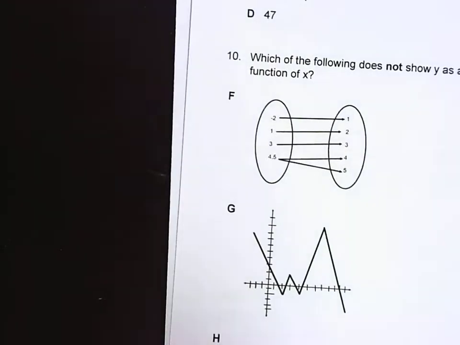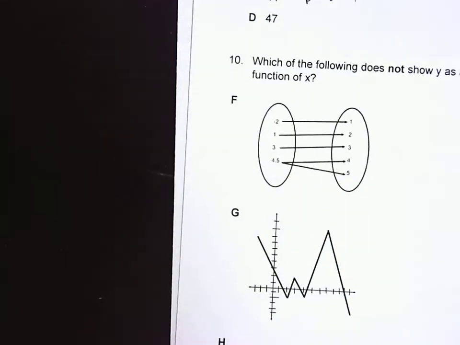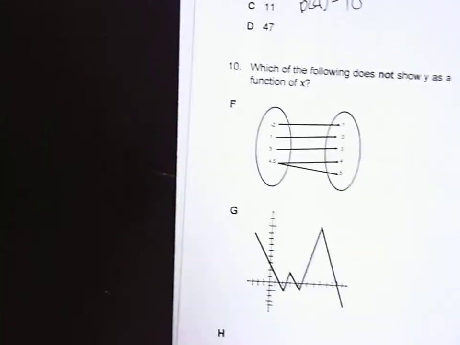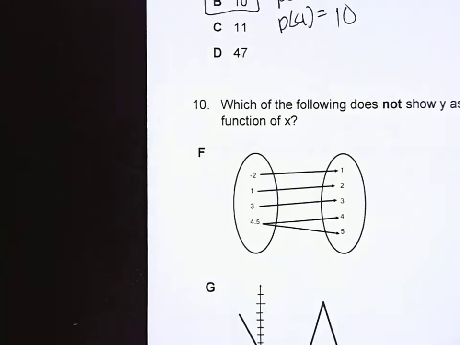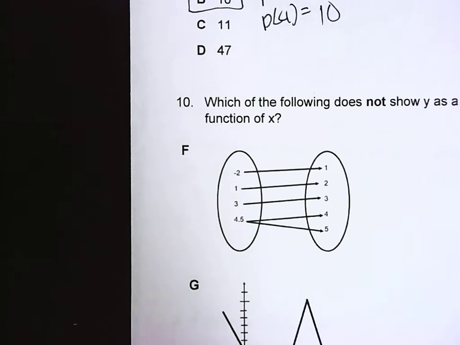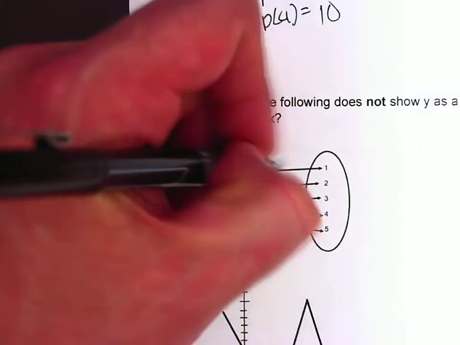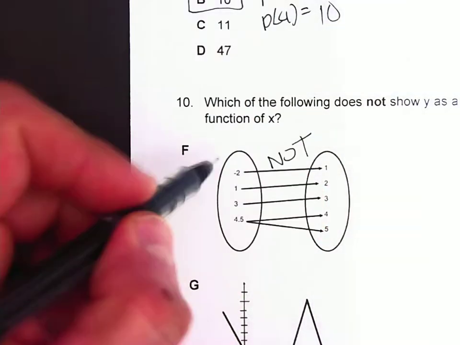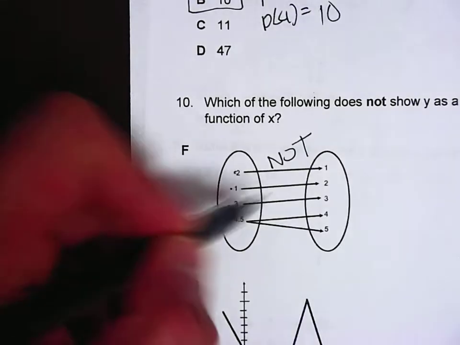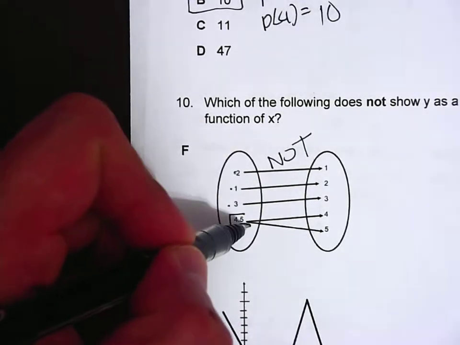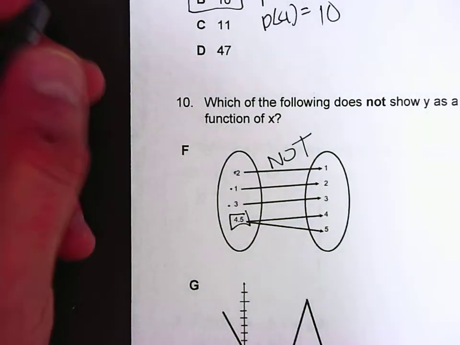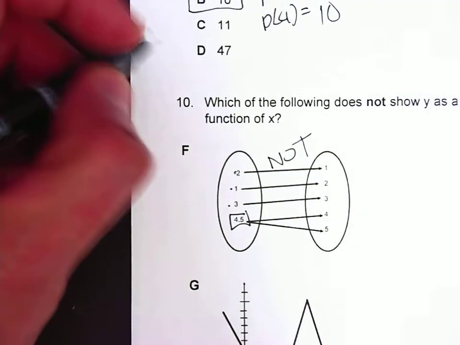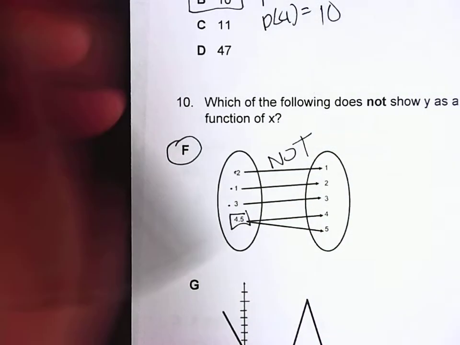Number 10, which of the following does not show y as a function of x? So I'll go ahead and look at my options here and let's see if there's more than one correct answer. So for F, I have a mapping diagram. I know this is not a function because although each x variable has one y value, this last one down here is assigned 2 different y values, and that's not allowed for a function. So F is definitely not a function. So that's one of our answers. Let's see if there's any more.